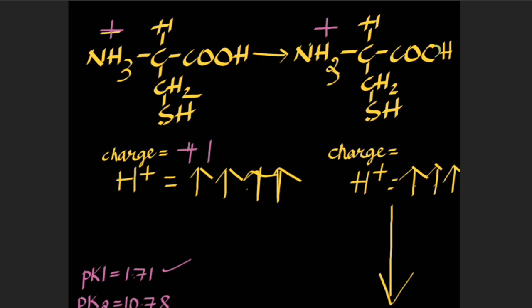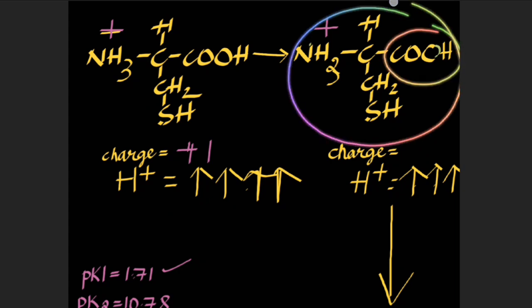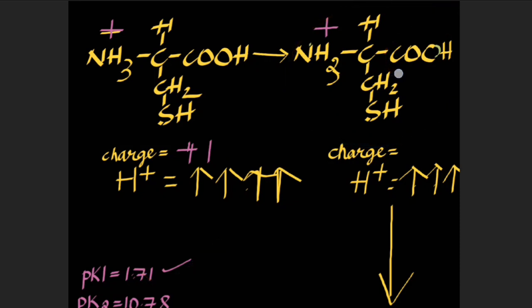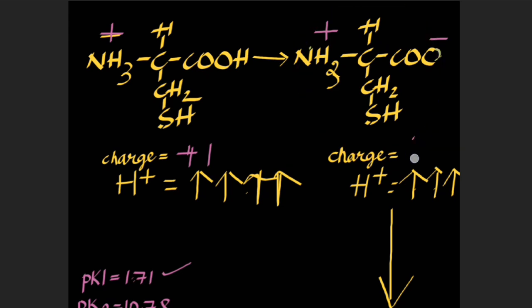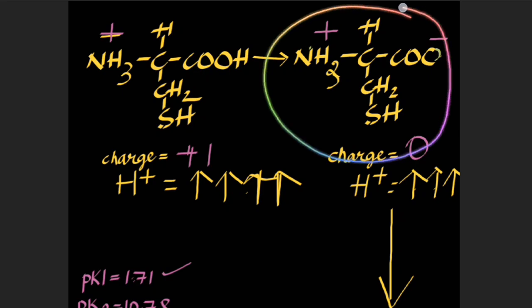So this particular COOH, when it reaches this amino acid, when it reaches this 1.71 value, will lose one hydrogen. After it loses hydrogen, it will have a negative charge, right? So can I say that the net charge of this particular molecule is 0, right? So this molecule is actually called the Zwitter ion. This is actually the Zwitter ion.